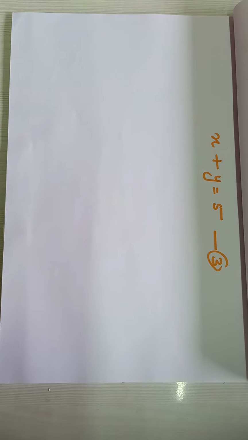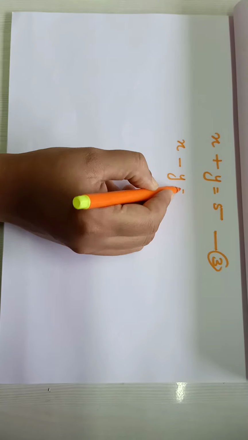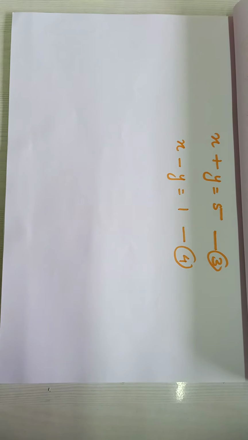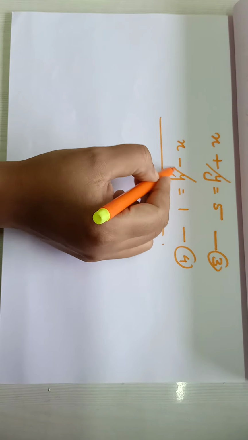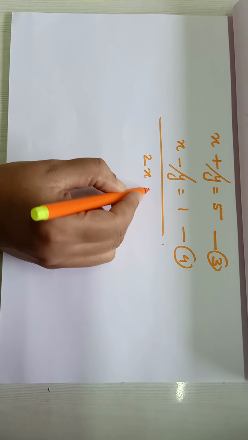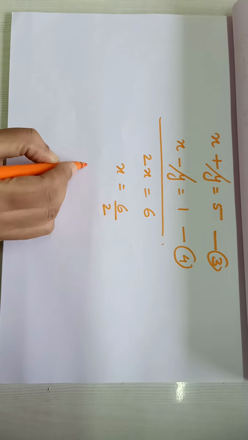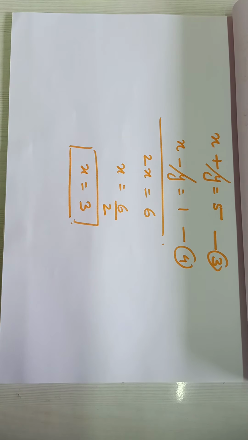Now equation number 3 was x plus y equal to 5, and equation number 4 was x minus y equal to 1. Now once we start solving this, plus y minus y cancel, 2x will be 6, x will be 6 upon 2, x will be 3. The answer of x is 3.